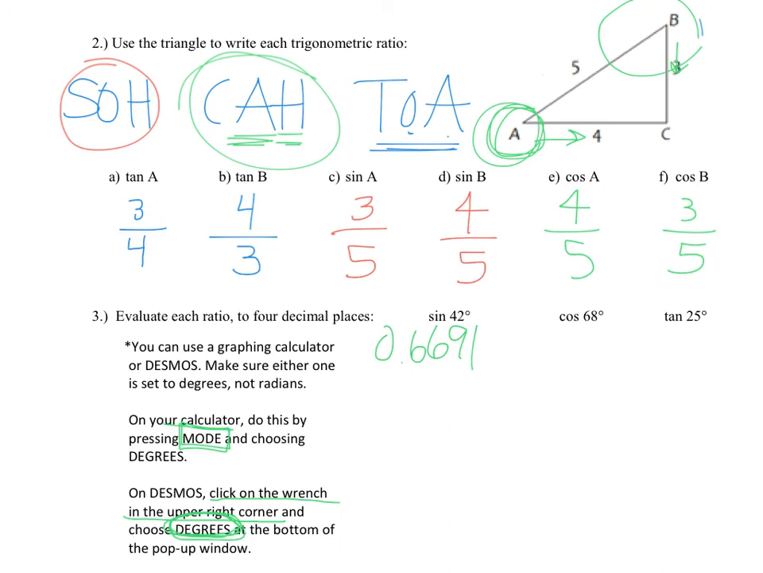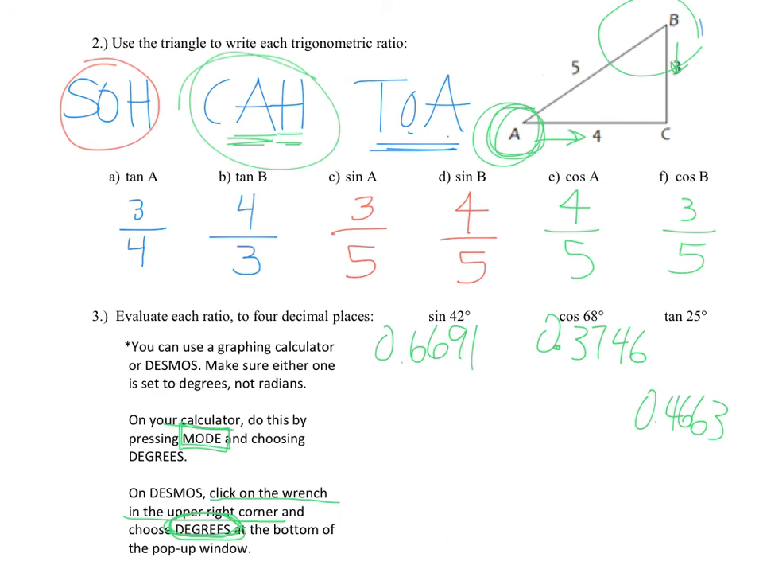Okay, let's try the next one. So you're going to type in on Desmos cosine, just type in COS, and then 68. And you should get the decimal 0.3746. And then the tangent of 25. So just type in TAN 25, and you're going to get the decimal 0.4663.